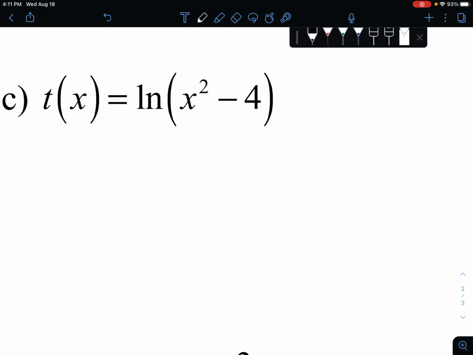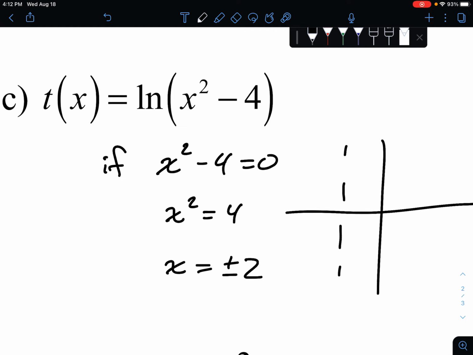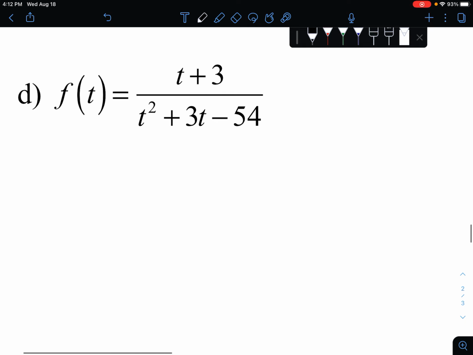So really, truly, my vertical asymptotes are going to happen if x squared minus 4 equals 0. If I solve that, that would give me to believe that there are 2 asymptotes at plus or minus 2. And this graph, if you take a look, see in your calculator, will look something-ish like that. Yay.